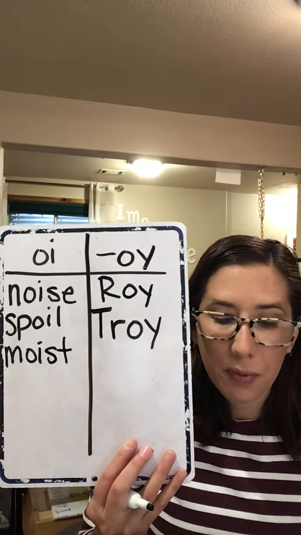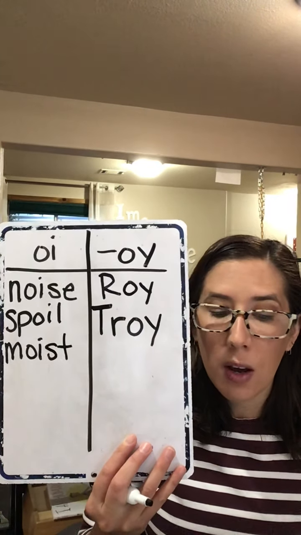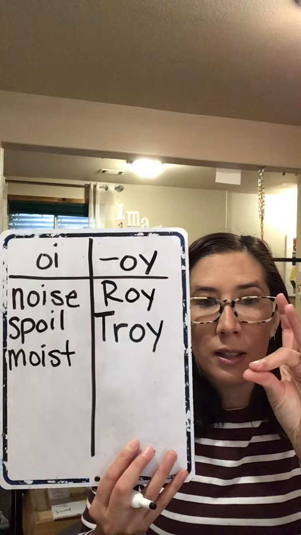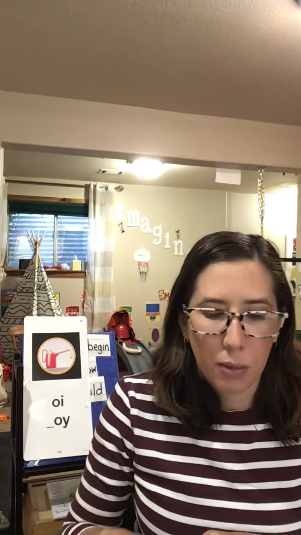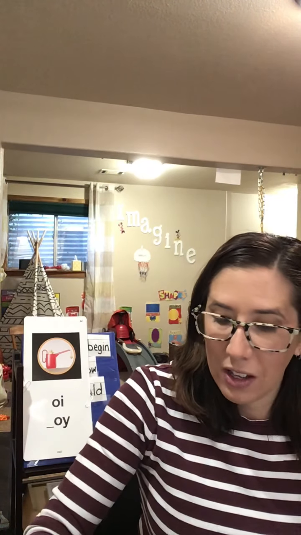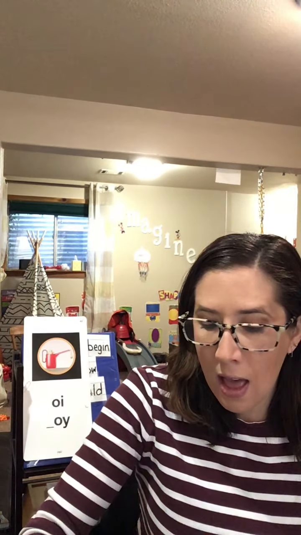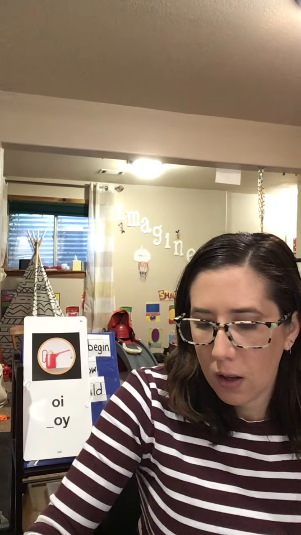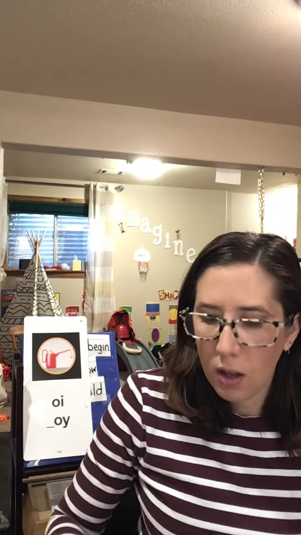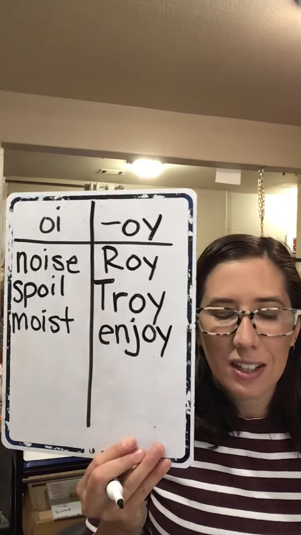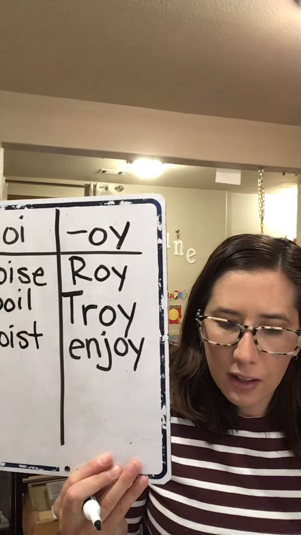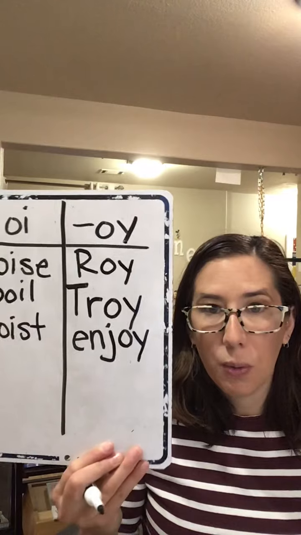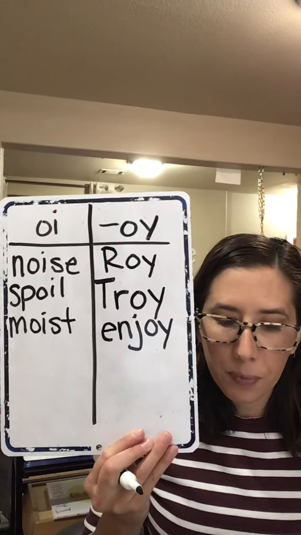Next word, enjoy. J-oy. Let me try it with the hand that you can see. Sorry. J-oy. Okay. I hear the oy at the end. N. J. Oy. Enjoy. E-N-J-O-Y. Okay? We'll do one for each spelling pattern, okay?